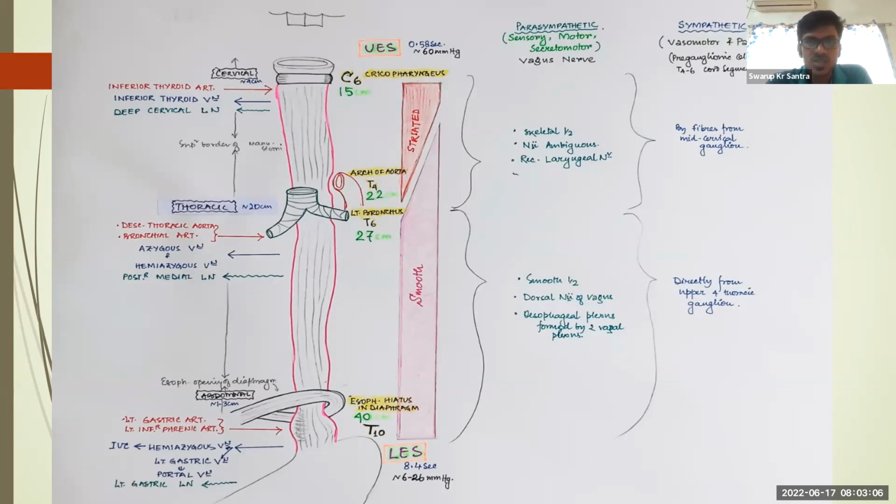The parasympathetic, which is the sensory motor and secretomotor part, is mainly supplied by the vagus nerve. The upper half, mainly the skeletal half, is supplied from the nucleus ambiguus by the recurrent laryngeal nerve, and the lower half, mainly the smooth muscle part, is supplied by the dorsal nucleus of the vagus.